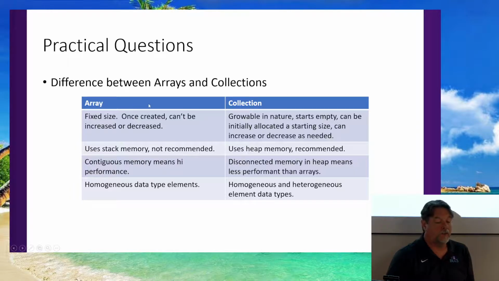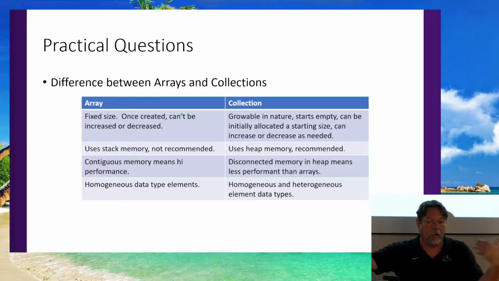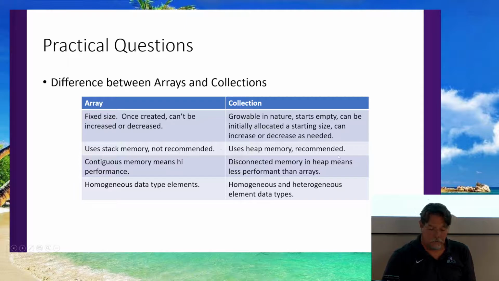An array is fixed size. Once we tell it we have 5 rows and 4 columns, we're done. Until we delete that array and create a new one of a different size, that's it. Versus collections can be dynamic. They can start out empty. I can append, and it can grow and shrink. I can remove. It's a dynamic size. Arrays use stack. Collections use the heap.